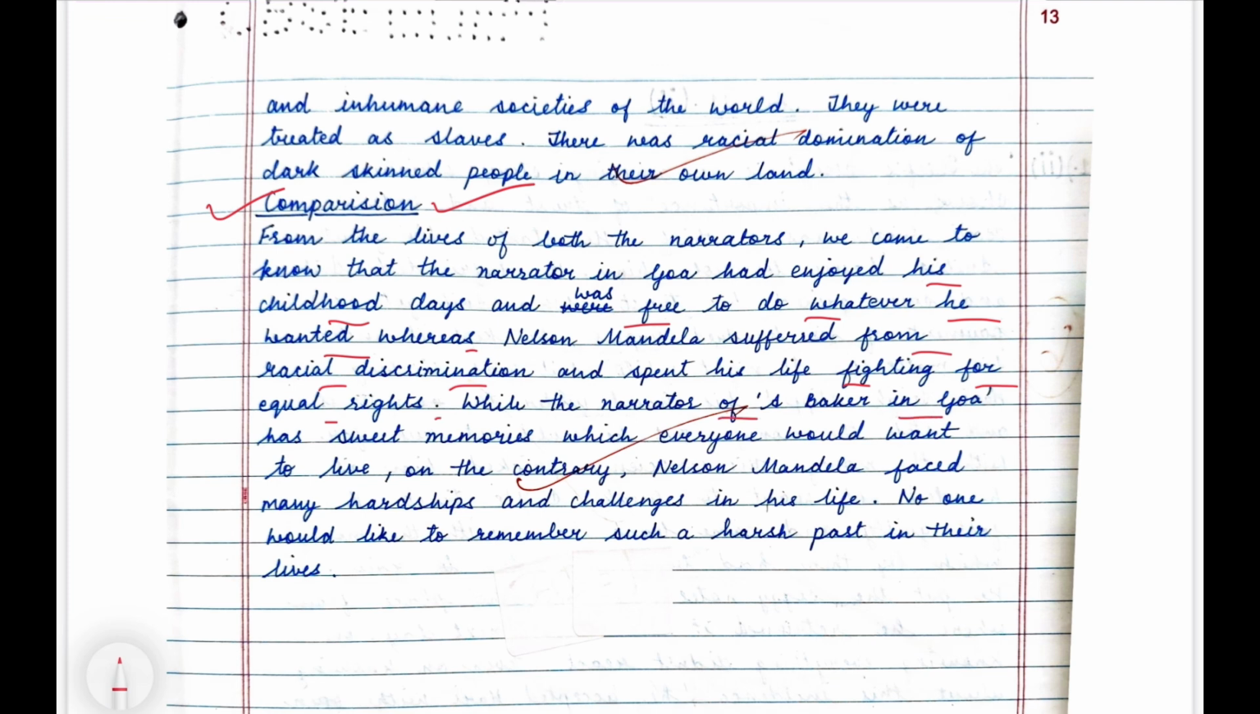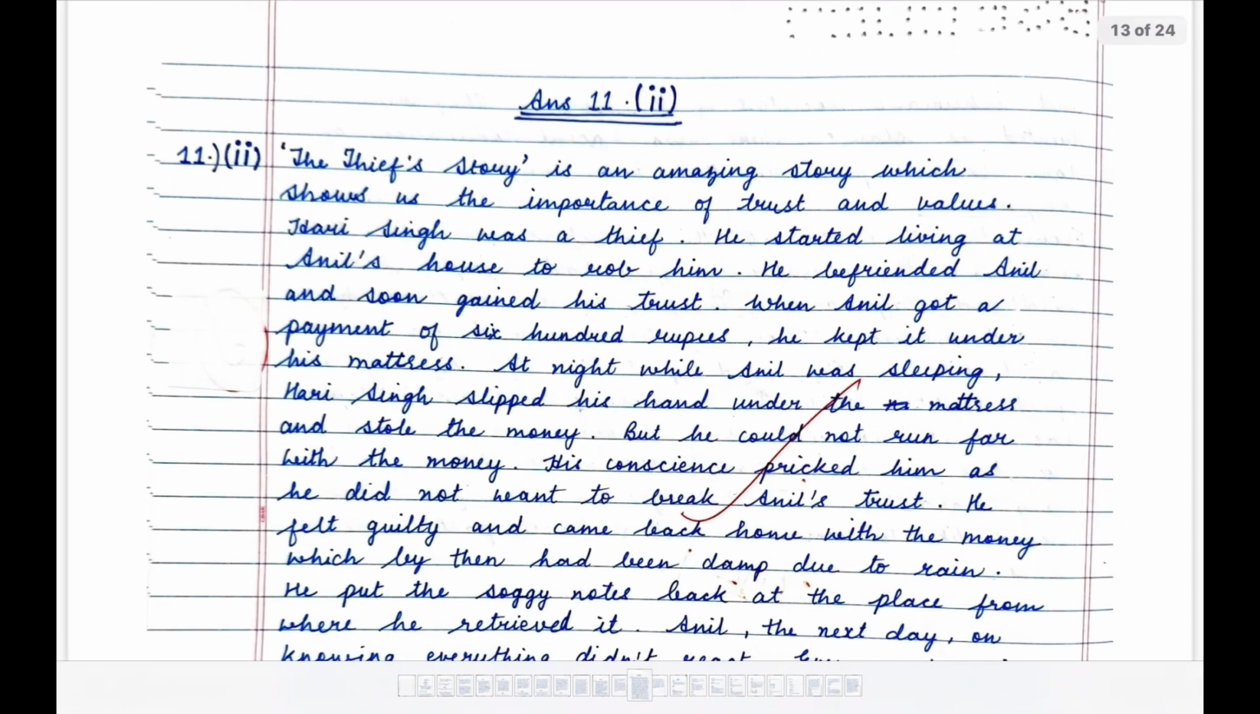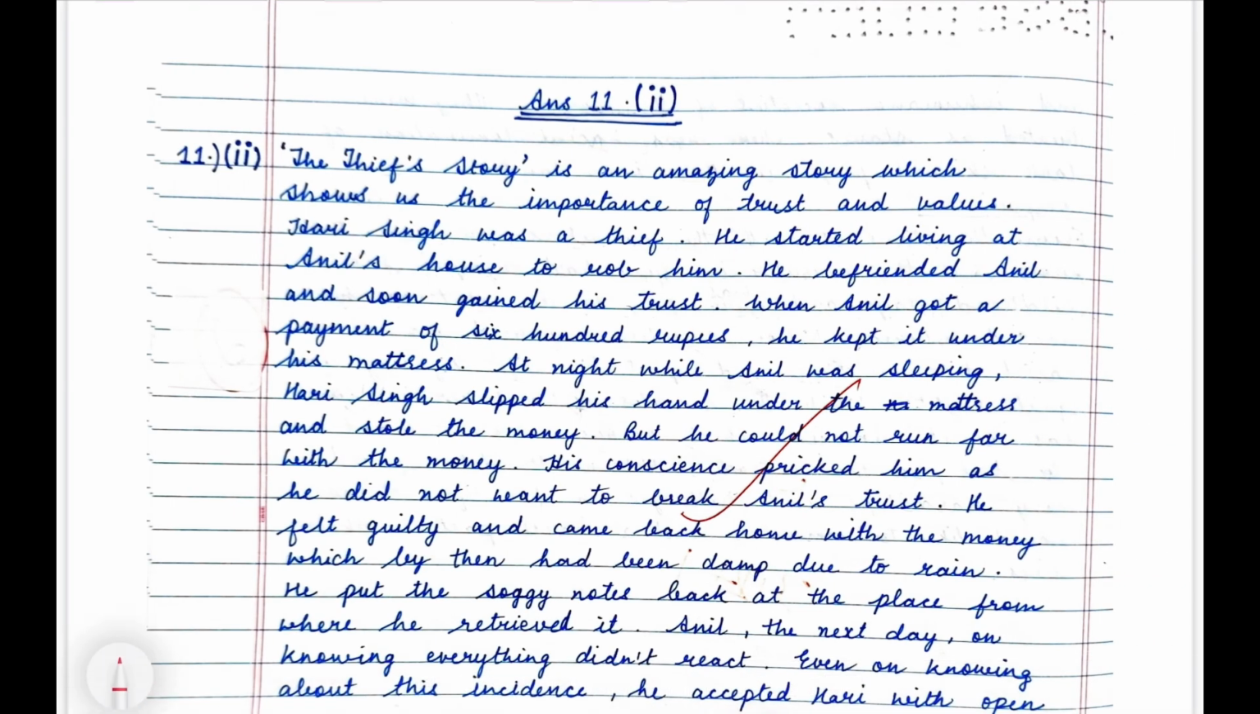While the narrator has sweet memories, Nelson Mandela faced hardships and challenges. No one would like to remember such a harsh past in their lives. So, this is the way we are to answer the long answer type question. Next, once again, is from another book, a long answer type question from the supplementary reader, The Thief's Story.